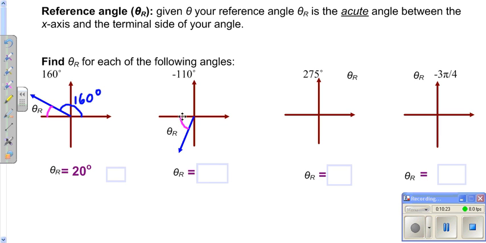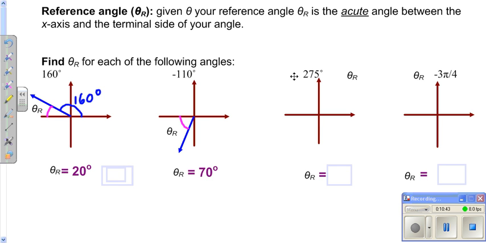We want to know how far we are from that x-axis. Well, we were at negative 90 here. We're 20 degrees into this quadrant, and so we would be 70 below that. Your reference angles are always positive because they're acute angles.